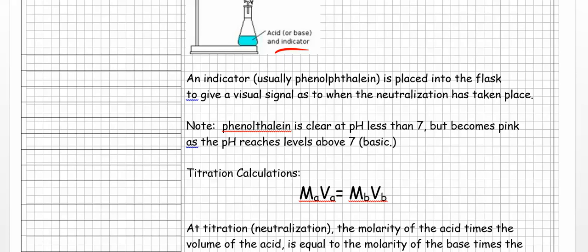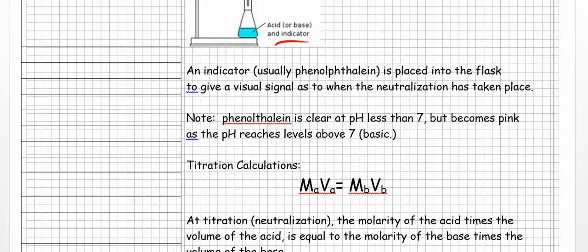So an indicator, which is, by the way, usually phenolphthalein, is placed into the flask to give a visual signal as to when the neutralization has taken place. So note, phenolphthalein is clear at pHs of less than 7, but becomes pink as the pH reaches levels above 7. In other words, it becomes more basic. So when phenolphthalein, the indicator, turns pink, you're dealing with a more basic environment in the flask.